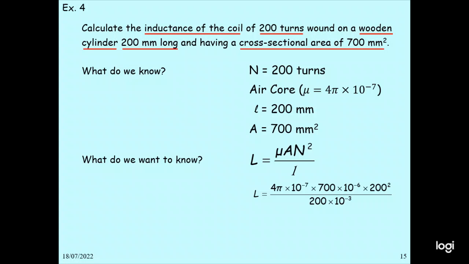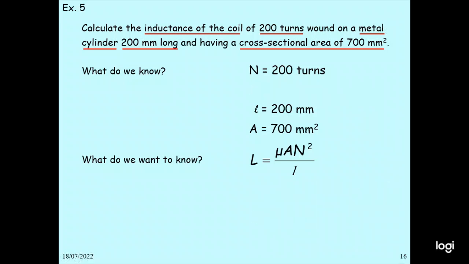We also have to calculate this for a metal cylinder. In this case, for the metal core with 200 turns, mu is equal to 33 × 10^-4, the length is 200 millimeters and the area is 700 square millimeters. We write the equation L equals mu A N squared by l. So 33 × 10^-4 multiplied by 700 × 10^-6 multiplied by 200 squared, divided by 200 × 10^-3. You get 462 millihenry.